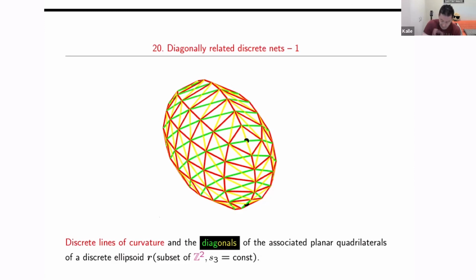And those vertices here are degenerate closed polygons. So you can think of those yellow polygons as discrete circles, and also the green ones. And they are in parallel planes, just like in the continuous case.